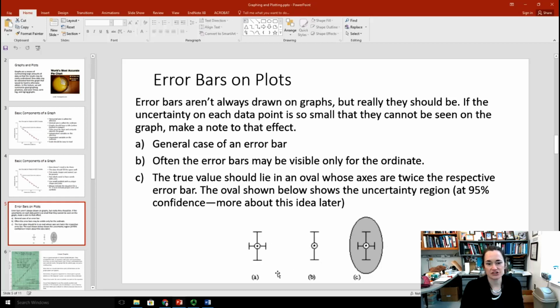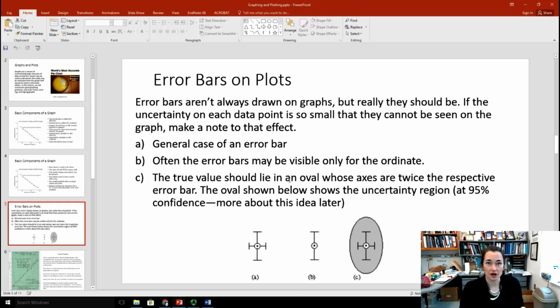Okay? Now I've got some examples of error bars here. A is kind of the general case, and you can see that there's vertical and horizontal error bars there. Okay? So you've got your data point, your symbol there, that circle, and then the bars with the line on it indicating where the error bar falls. Now sometimes if your uncertainty in the x direction is really small, you're going to only show the vertical error bars. That's what it's going to be like for your first assignment using the Origin.